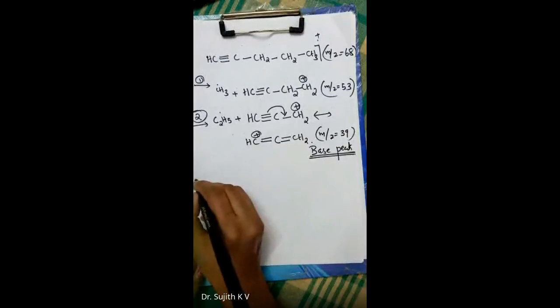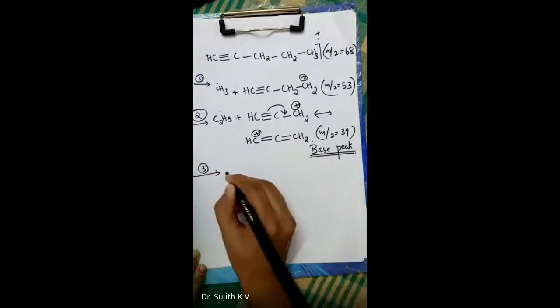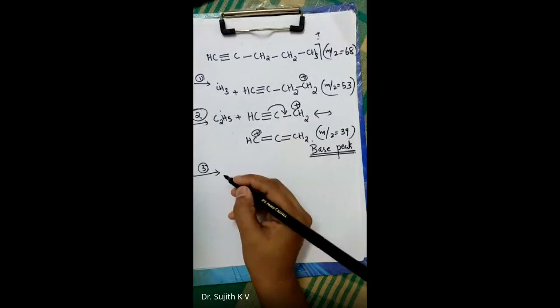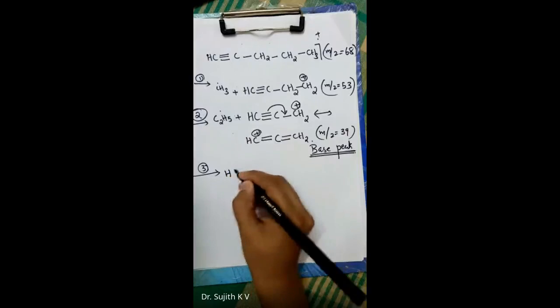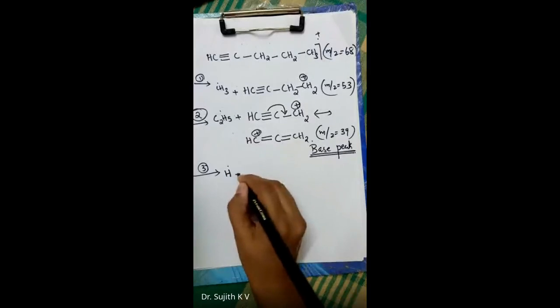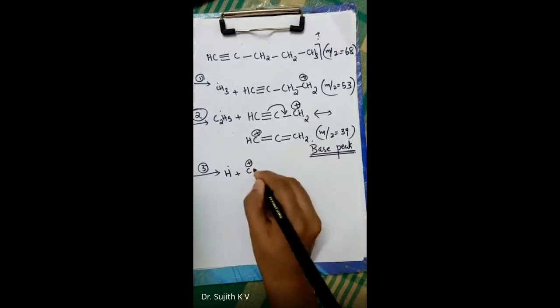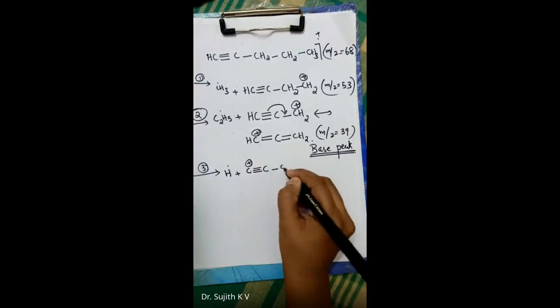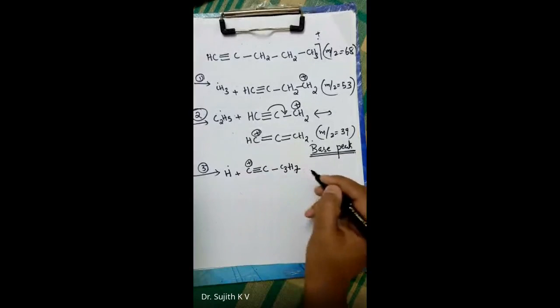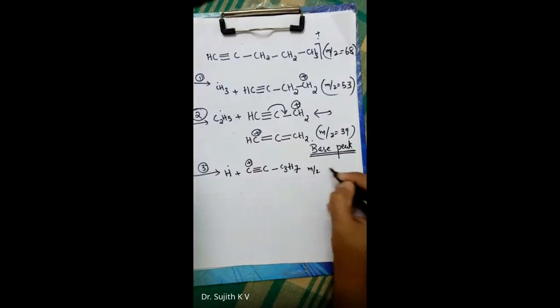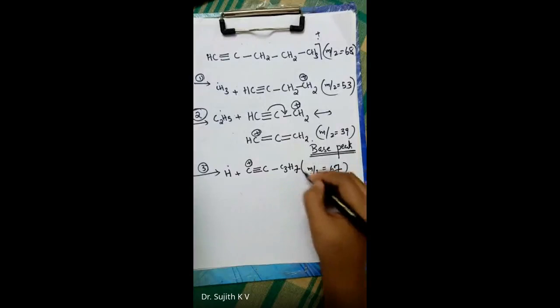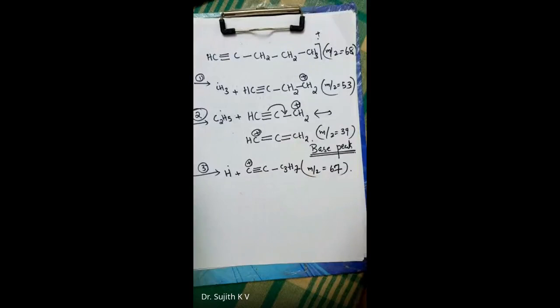And the third mode of fragmentation. I told you that in the case of terminal alkynes, the M-1 peak is also prominent. So the M-1 peak is obtained by the elimination of H dot, and the remaining one will be C triple bond C, C3H7, that is CH2, CH2, CH3. This is the molecular ion peak at 68. So M-1 will be at 67. These are the prominent peaks obtained in the case of 1-pentyne.